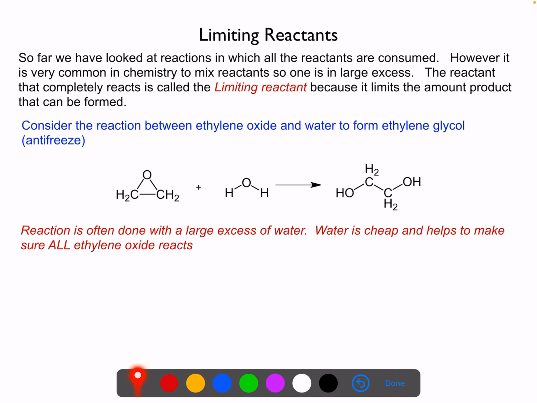We'll look at this simple example for the formation of a molecule known as ethylene glycol, also known as antifreeze. When this reaction is performed, we take this molecule here, ethylene oxide, and react it with water to form ethylene glycol. So this is the molecule we want.